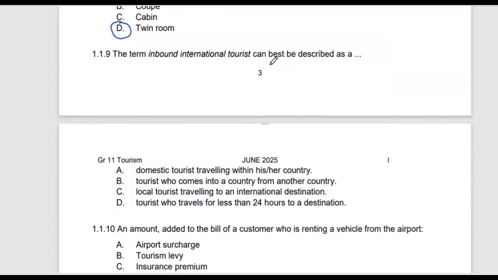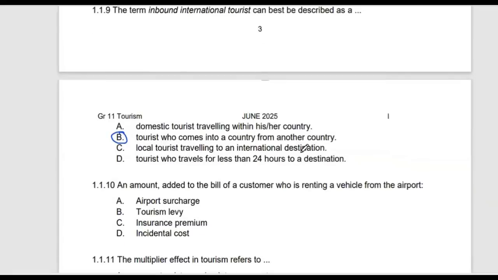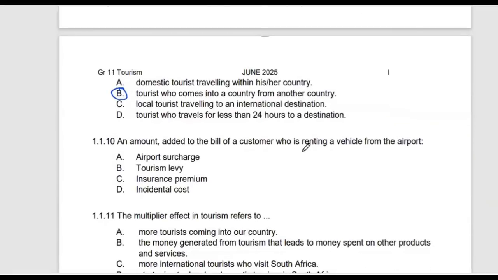Then the inbound international tourist can be best described as. The keyword is inbound. When you talk about inbound tourists, we are talking about tourists who come into a country from another country. They are coming from another country into South Africa. They are considered to be inbound. So the correct answer will be a tourist who comes into a country from another country. That is what we refer to as an inbound tourist.